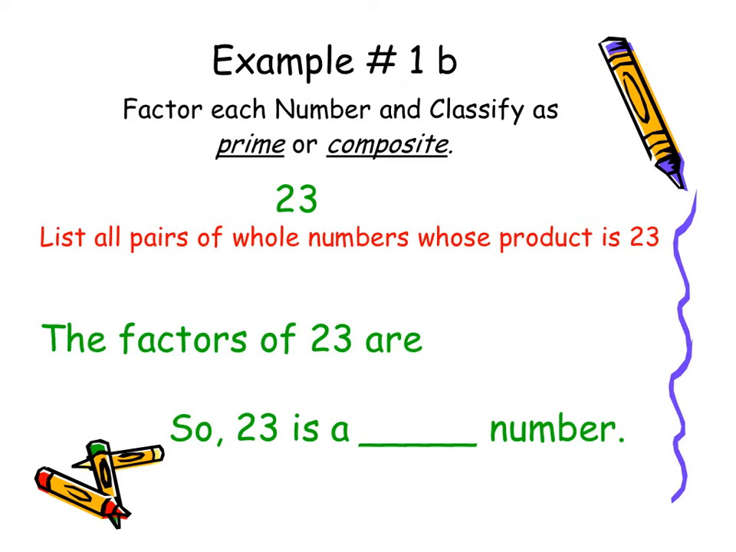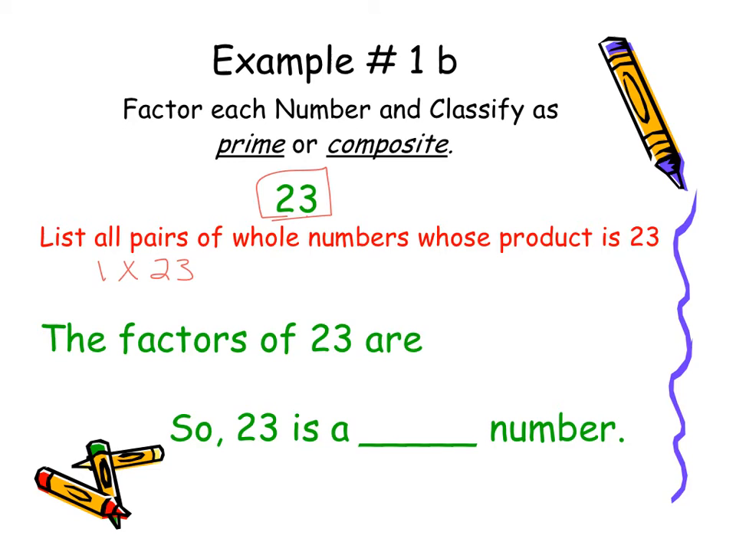Now let's look at the next one. We've got 23. Is it prime or is it composite? First of all, I start with 1 and 23. It's not even, so 2 doesn't go into it. 3 doesn't go into it because I have a decimal or a remainder. 4 doesn't go into it. 5 doesn't, 6, 7 don't, 8, 9, 10, 11, 12, and 13 don't go into it.